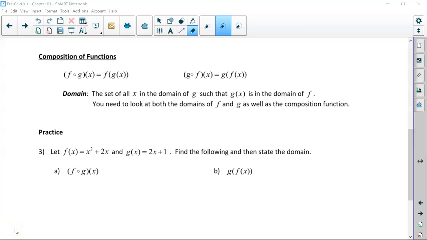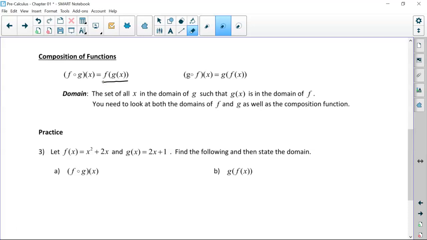Welcome back to section 1.8, part 2. We're talking about composition of functions. Now we do have some new notation as opposed to algebra 2. So we use f, and that little dot there, the open circle, means f of g of x. And there's the old notation written as well.